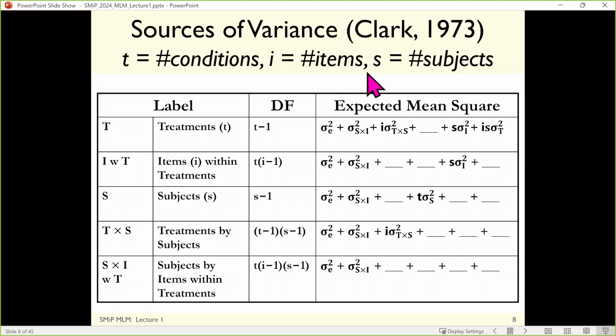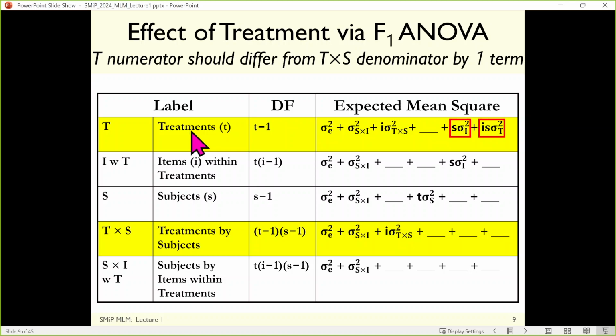So if you want to build an F-test to test the effect of treatment, you would use these two lines if you were in an F1 ANOVA, where treatment by subject would be the error term, and the effect of treatment would be in the numerator. But the way that F-tests work is that it's supposed to be a ratio of what you know to what you don't, in which know means one new idea, not two. But in this design, the numerator of the F would differ from the denominator by these two sources of information, differences across treatments and also differences across items. So there's a confound there.